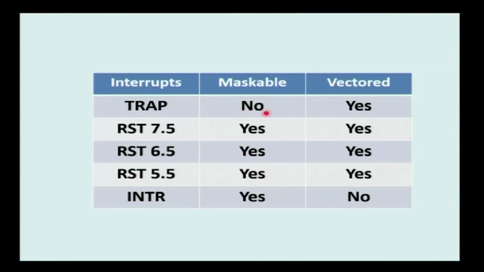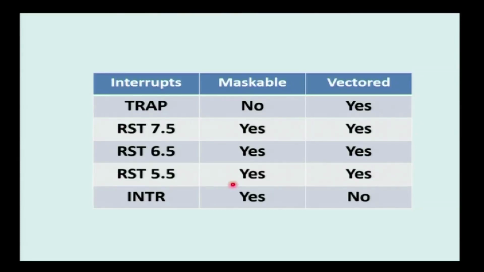The trap is a non-maskable interrupt, that is why it cannot be masked. So, we are giving it as a no. Then it has a specific address where to switch over, so it is called a vectored interrupt. RST 7.5 was a maskable interrupt and also a vectored interrupt. RST 6.5 was a maskable and vectored interrupt. RST 5.5 was a maskable and vectored interrupt.